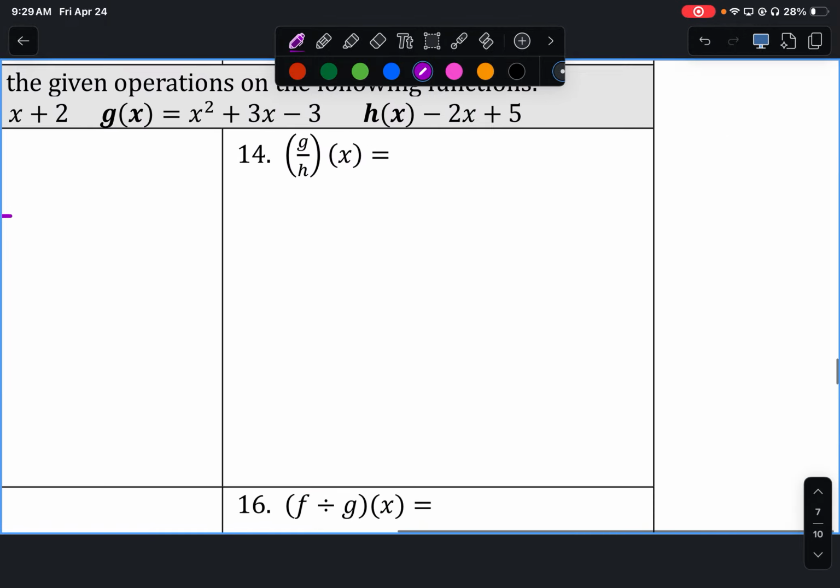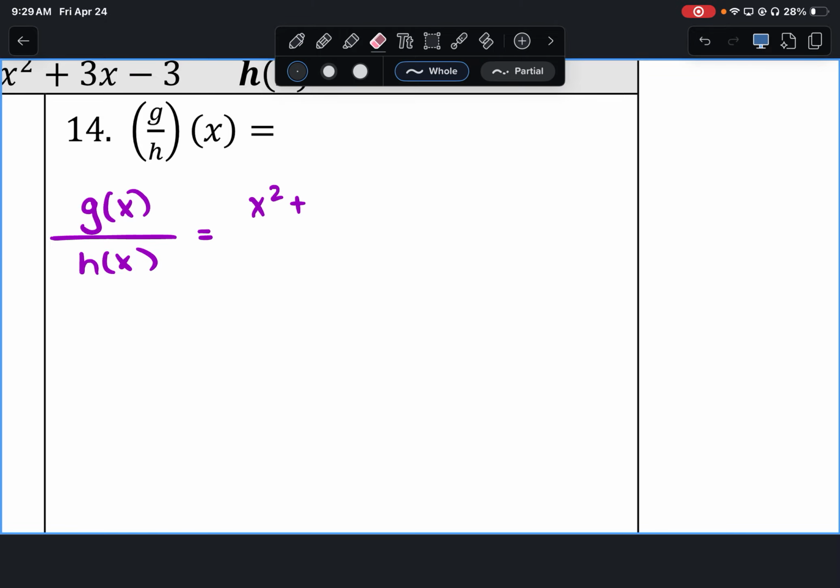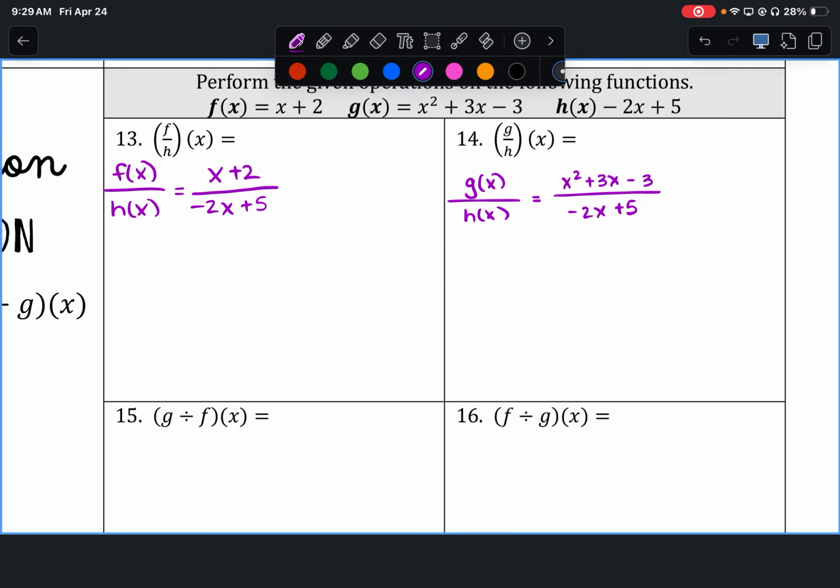Okay, but for 14, we have g divided by h of x. So we have g of x divided by h of x. What is function g of x? X squared plus 3x minus 3. Divided by what is h of x? Okay, now we're done again. That was so difficult. So I want y'all to do 15 and 16 for me real quick.